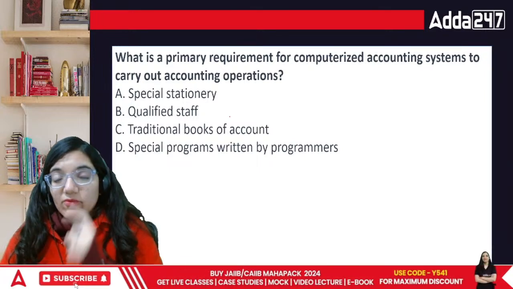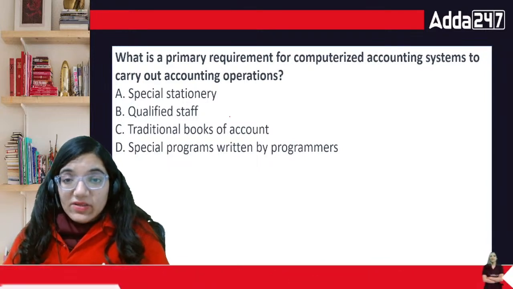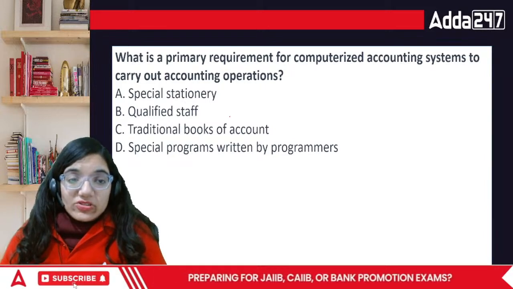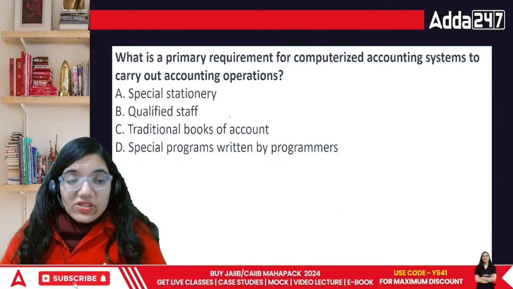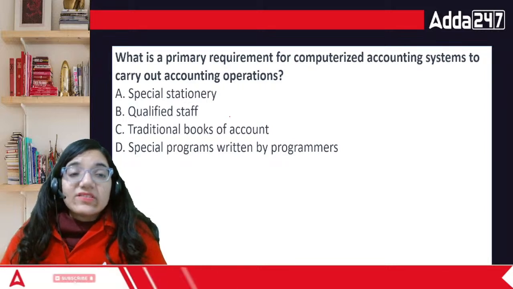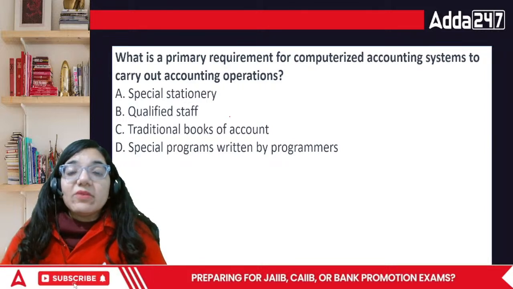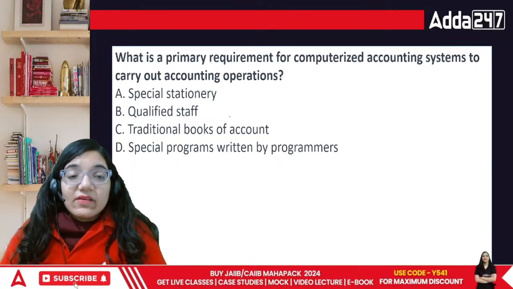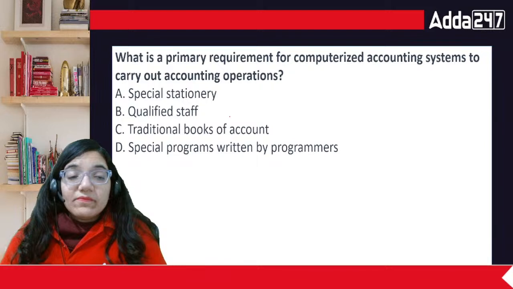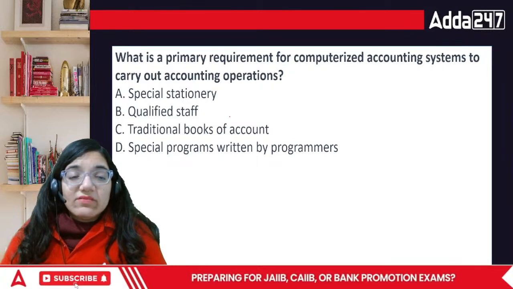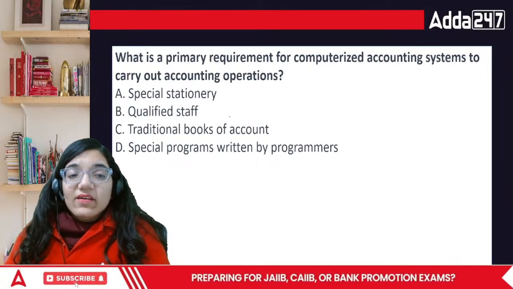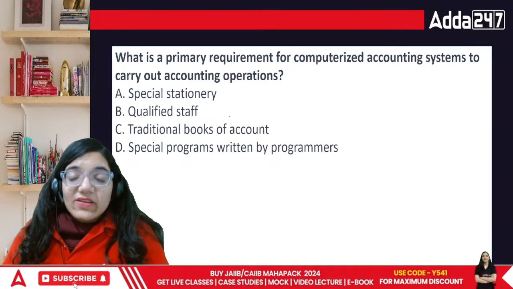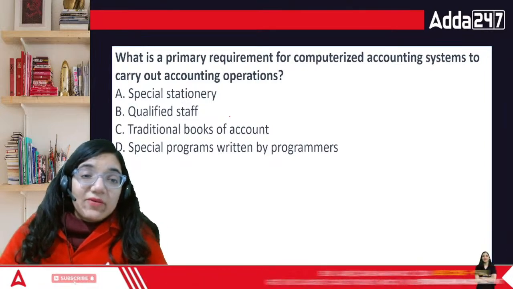What is the primary requirement of a computerized accounting system to carry out accounting operations? Special stationery, qualified staff, traditional books of accounts, or special programs written by programmers? What is the primary requirement for a computerized accounting system? Special stationery, qualified staff. Then, when we talk about this area, we need to carry out all these things by what? What is the primary requirement?